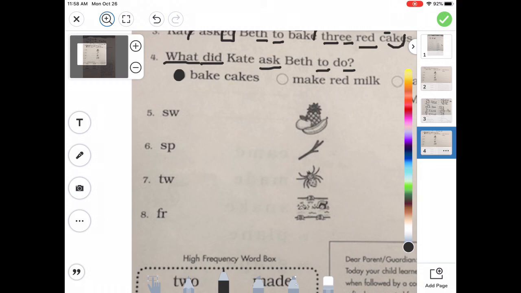And then right here, we're just going to match the pictures to the blends that they start with. So I have SW, which says sw. I have SP, which says sp. I have TW, which says tw, and I have FR, which says fr. And my pictures are fruit, twig, spider, and swim. So for the SW, we'll go ahead and do one together. You think it is the swim. Very good. So you would just match the rest of them.